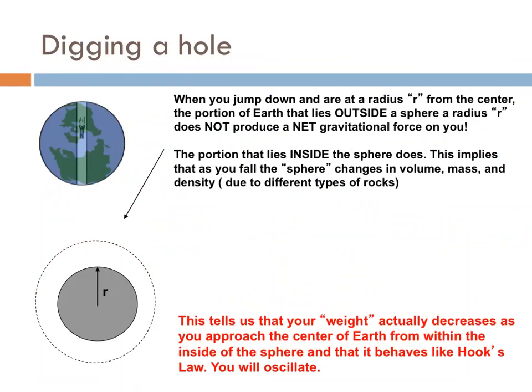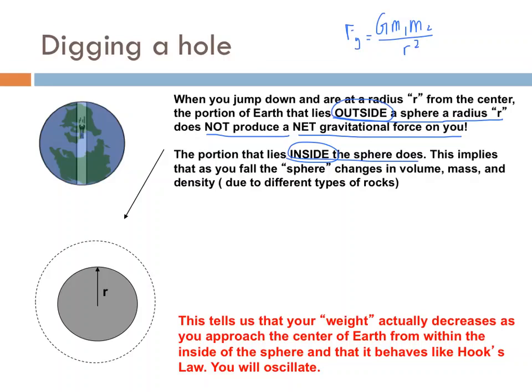So let's look at this equation again. We know that as r decreases, our force of gravity is going to increase. But let's say that you dig a hole through the center of the Earth. Now, this is actually a very common AP problem. So when you jump down and are at a radius r from the center, the portion of the Earth that lies outside a sphere of radius r does not produce a net gravitational force on you. That means that the portion that lies inside of the sphere does.